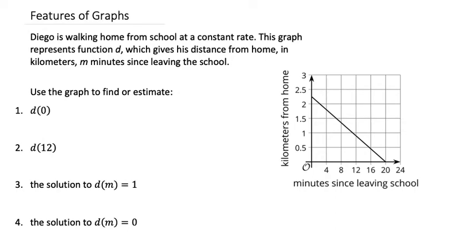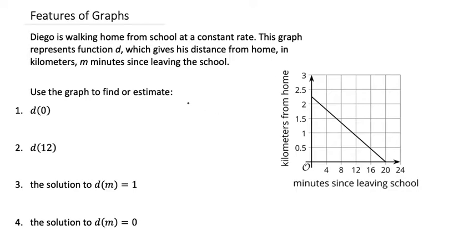In this video, we're going to look at some features of graphs. Diego is walking home from school at a constant rate. This graph represents function d, which gives his distance from home in kilometers and minutes since leaving school. So our input is time in minutes, and our output is the distance that he is from home.